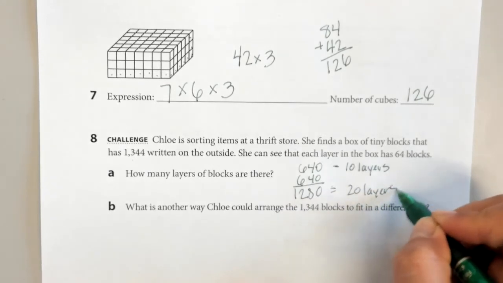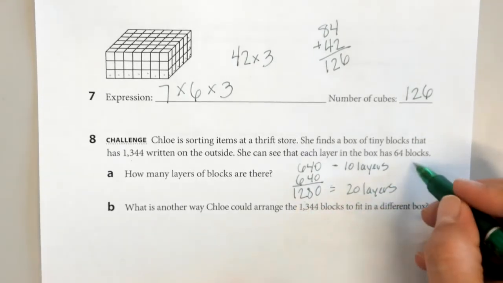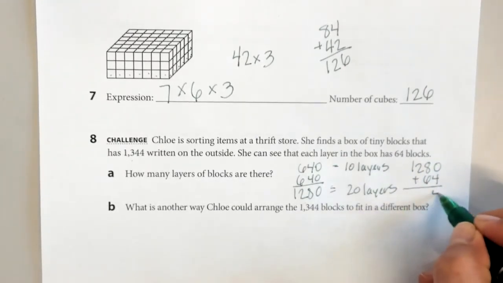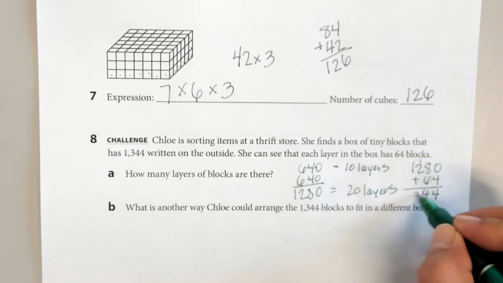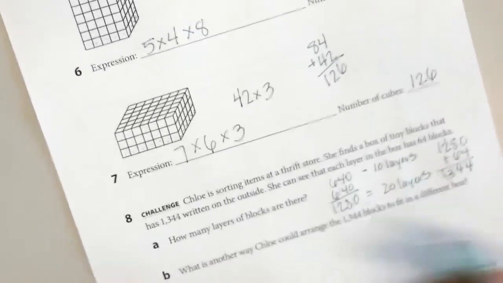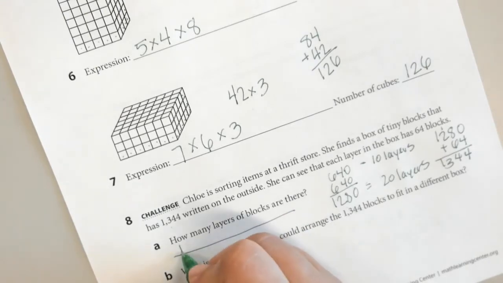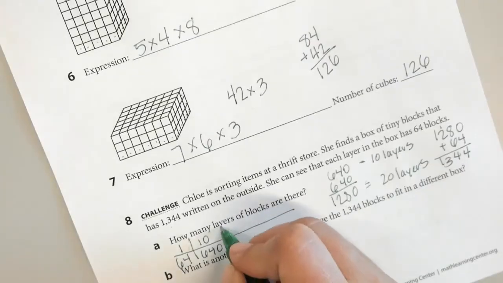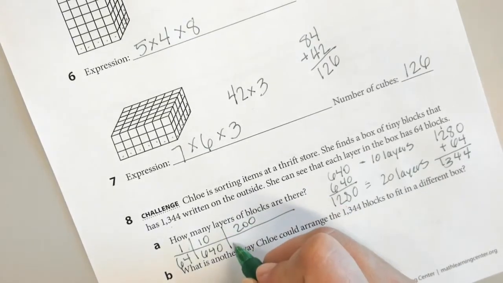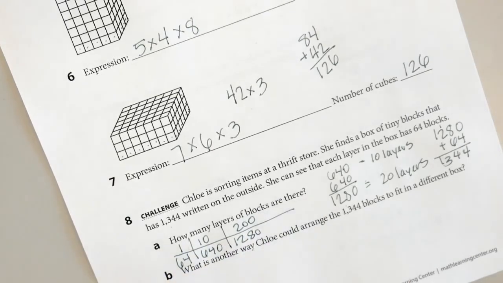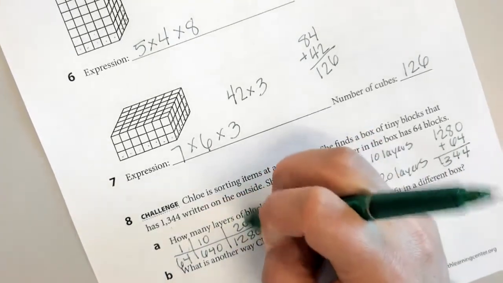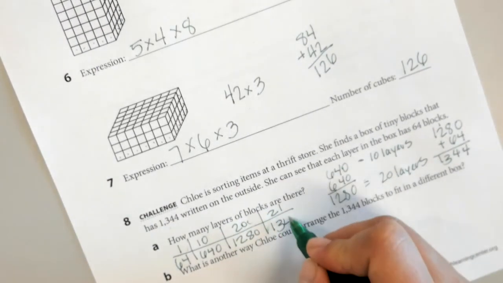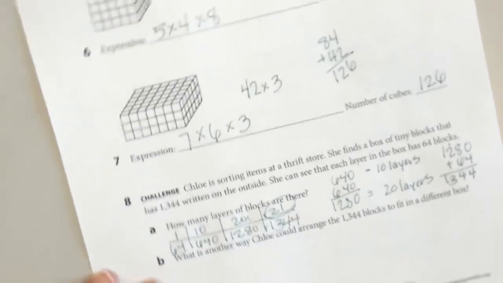I'm not quite there yet, but let's see if we add 64 to our 1,280. Do I get my number? So we could have done this as a ratio table. Okay, one layer has 64, 10 layers has 640, 20 layers has 1,280. Oops, I wrote 200 layers there. That should have been 20. And 21 layers has 1,344, so 21 layers.